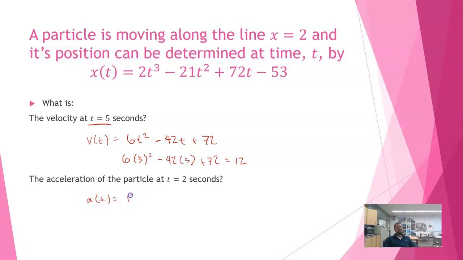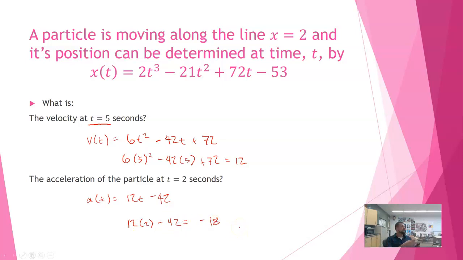The acceleration, as we talked about last time, the way that we find it is we take the first derivative of velocity, or the second derivative of position, and that gives us this particular formula. So if I wanted to know the acceleration at time equals 2 seconds, I would go 12 times 2 minus 42, which would give me negative 18.